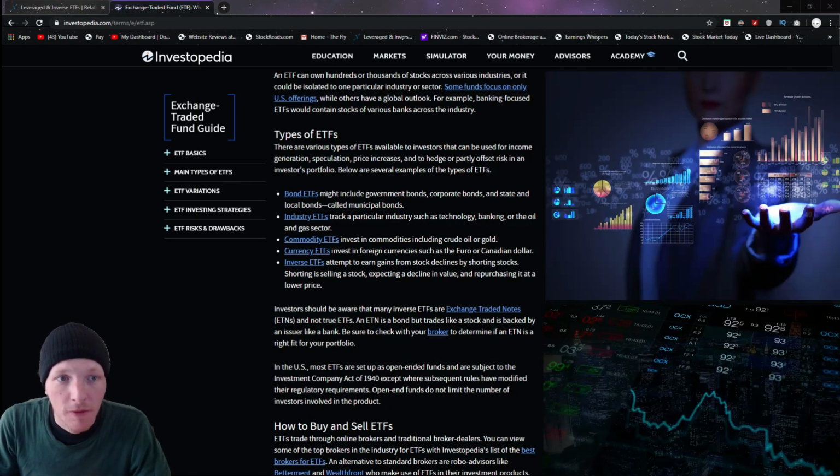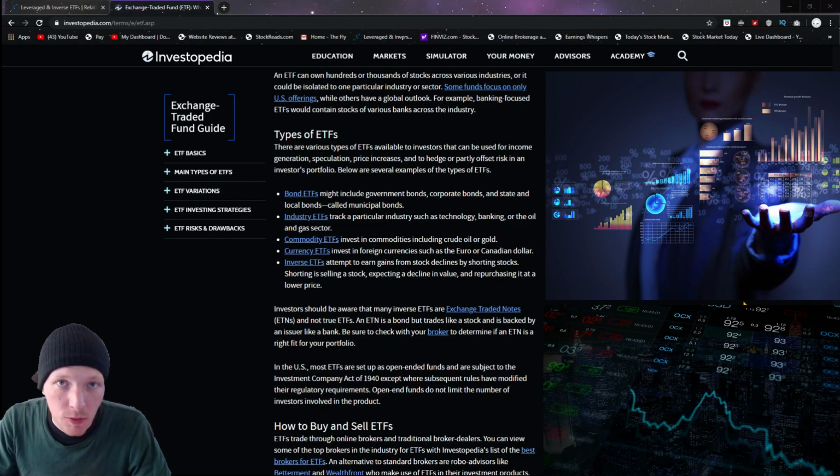Types of ETFs. There are various types of ETFs available for investors that can be used for income generation, speculation, price increases, and to hedge or partly offset risk in an investor's portfolio. Below are several examples of types of ETFs. Bond ETFs might include government bonds, corporate bonds, and state and local bonds. Industry ETFs track a particular industry such as technology, banking, or the oil and gas sector. Commodity ETFs invest in commodities including crude oil or gold. Currency ETFs invest in foreign currencies such as the euro or Canadian dollar.